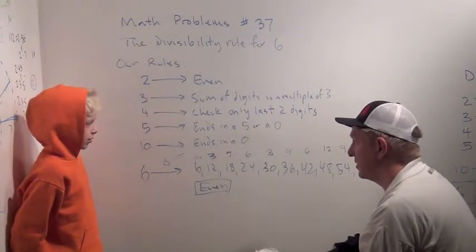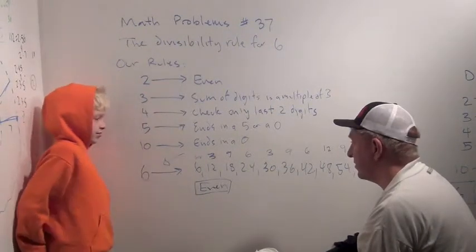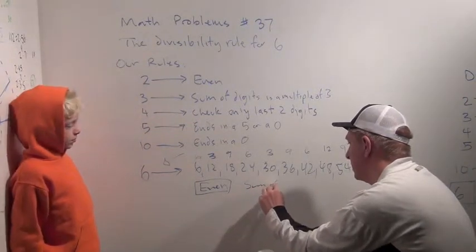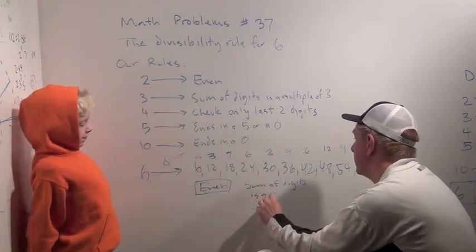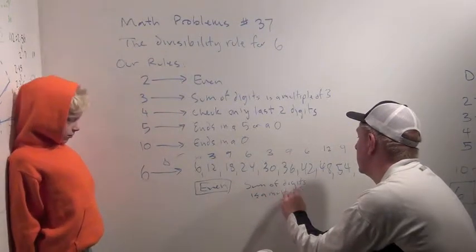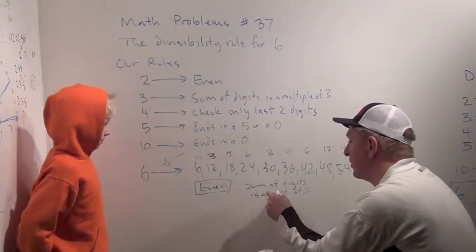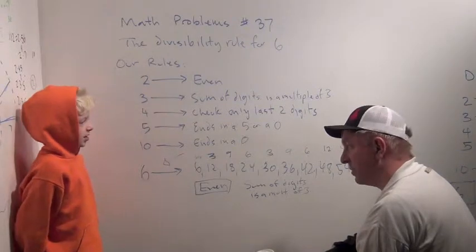What's interesting about those numbers? I think they're all multiples of 3. Interesting. They're all multiples of 3. So it looks like the sum of the digits is a multiple of 3. So if we have an even number where the sum of the digits is a multiple of 3, maybe we get a multiple of 6.